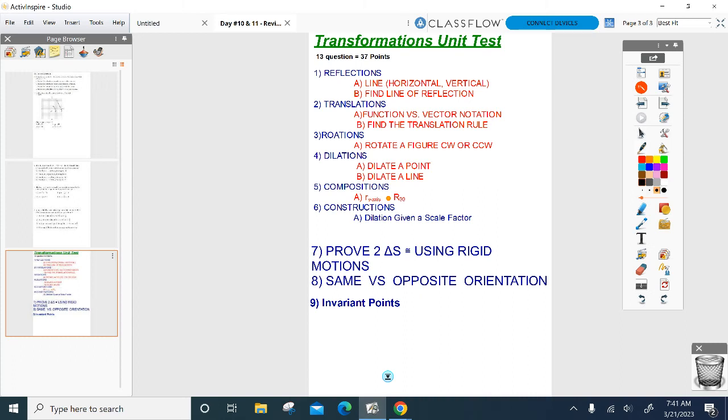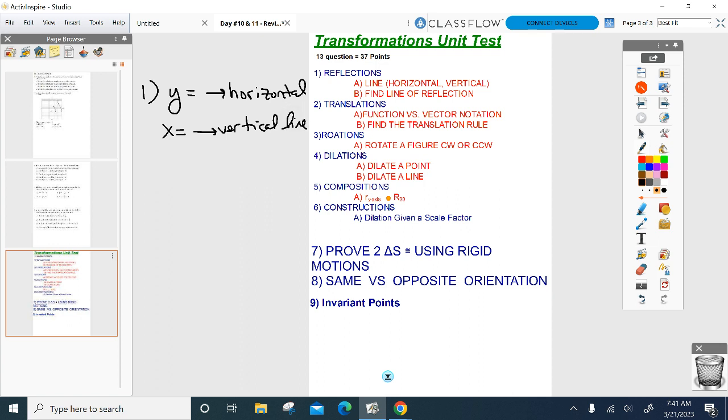Let's start it off. Reflections. Make sure we can reflect through x-axis, y-axis, horizontal or vertical. Ready? Horizontal line: y equals a number. That's a horizontal line. x equals any number. That's going to be your vertical line.